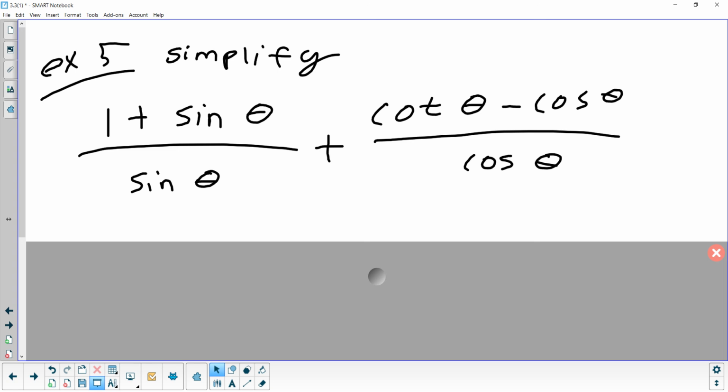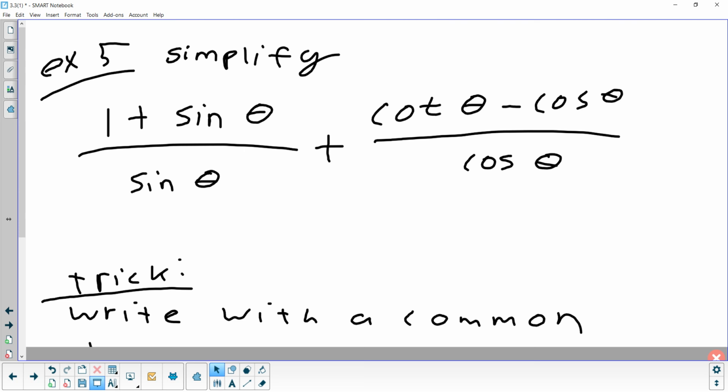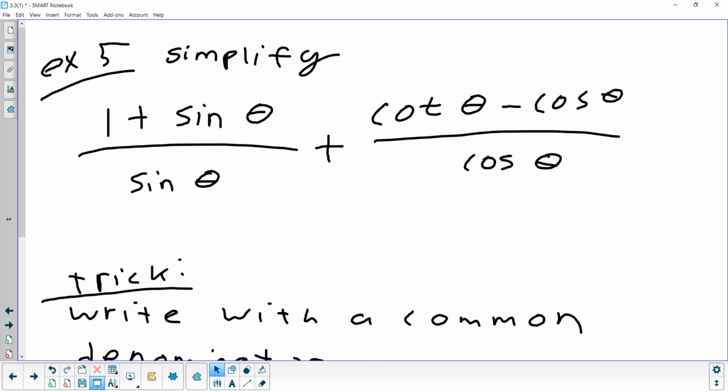All right. So this is probably one of the harder ones we'll do today. I think it's the last one. We have 2 fractions with different denominators. Anytime you see fractions with different denominators, you should try and add them together first. Because a lot of times if you do that, something will cancel out. Okay, so the trick here is to write it with a common denominator. And that's going to be the last trick for today.